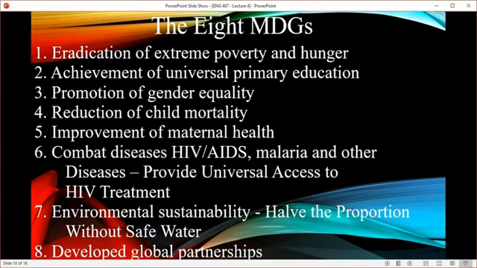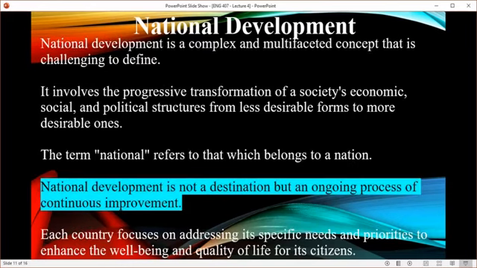Eradication of extreme poverty and hunger, achievement of universal primary education, promotion of gender equality, reduction of child mortality, improvement of maternal health, combating diseases like HIV/AIDS, malaria, and other diseases, so as to provide universal access to HIV treatment, environmental sustainability, through which a proportion of safe water will be provided, and developing global partnerships. So that is from a global perspective. Nations of the world are expected to key into these MDGs so that they will be able to achieve these goals in their countries, and by that promote national development.